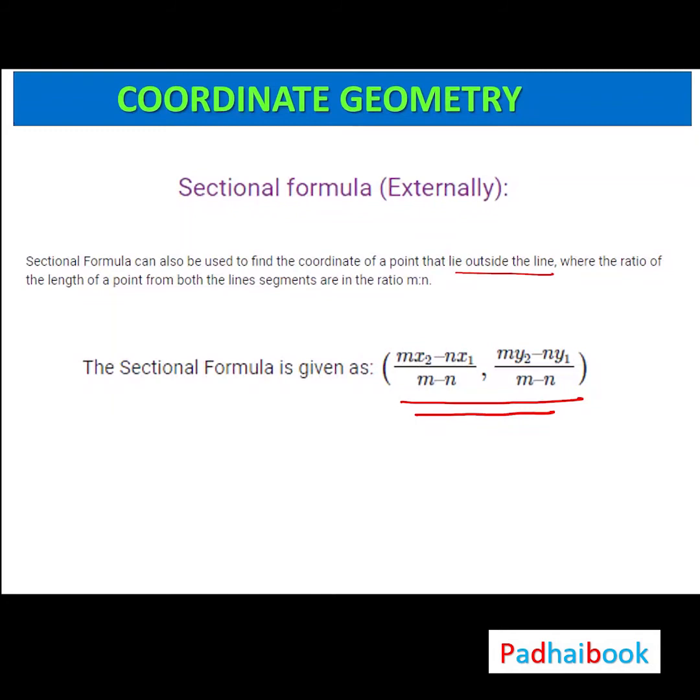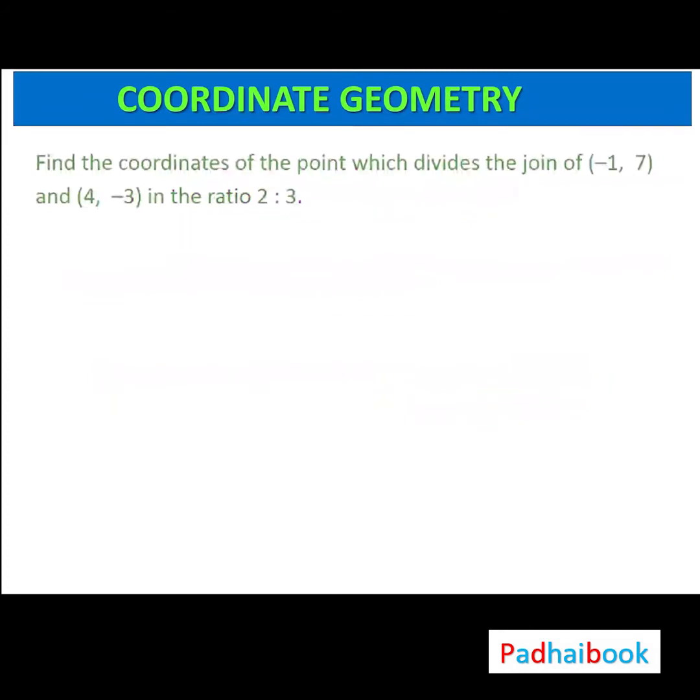So now we have two formulas: when a point divides a line segment in the ratio m is to n internally, and when a point divides a line segment in the ratio m is to n externally. Now let's take a few questions based on this. Find the coordinates of a point which divides the join of (-1, 7) and (4, -3) in the ratio 2:3. Remember one thing, whenever they say in the ratio 2:3, you should assume that it is internal.